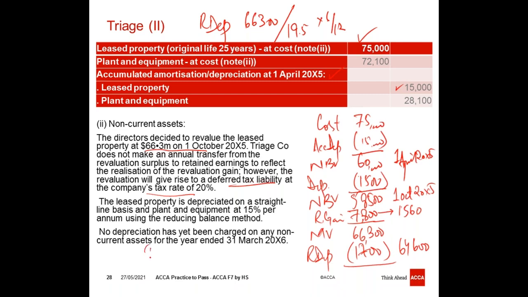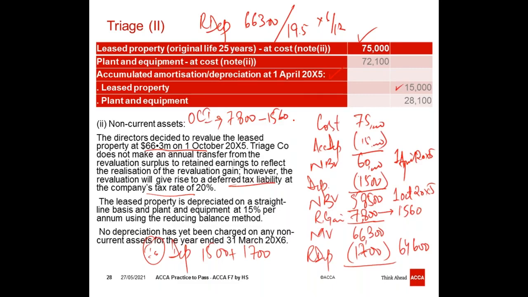And in the income statement, there will be a depreciation of 1,500 plus 1,700. And in the OCI, other comprehensive income, there will be a revaluation gain of 7,800 net of tax, which is 1,560.